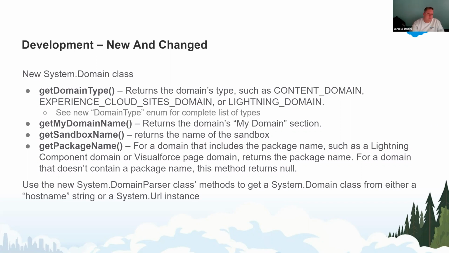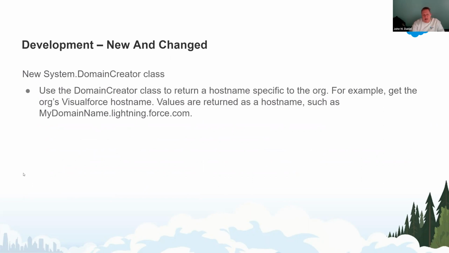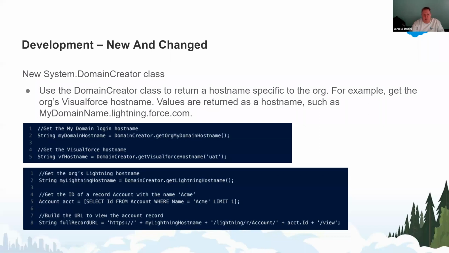Click to the next page real fast. Yeah, that too. And this corresponding DomainCreator class basically does the reverse and allows me to assemble the various domains that I would be interested in based on the information from that other class. So these are some of the examples.